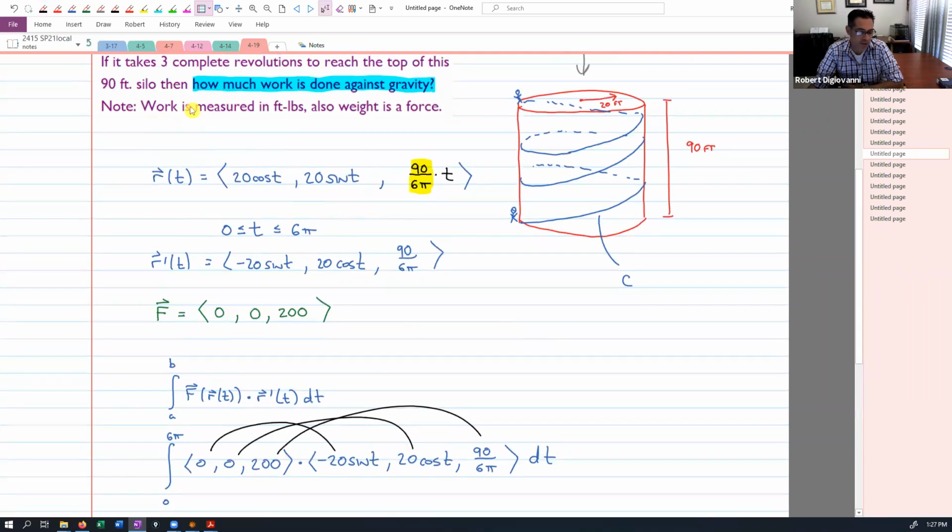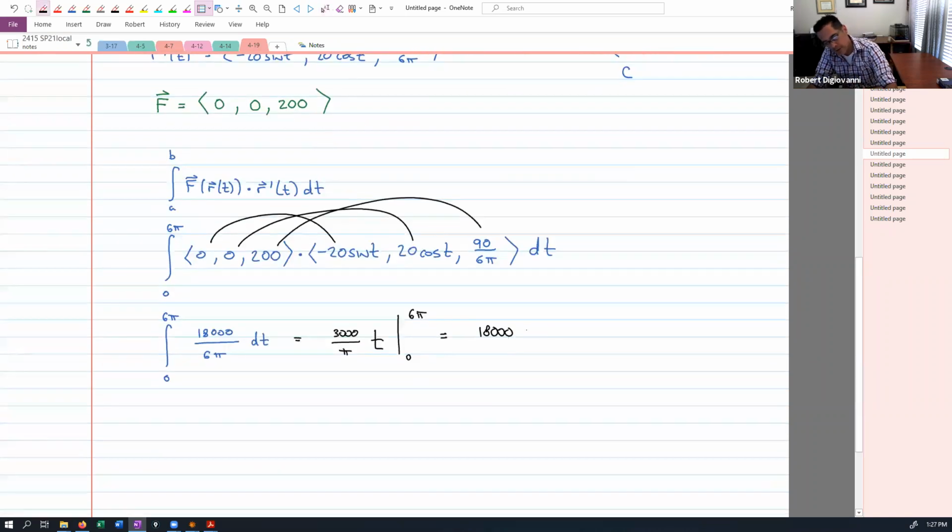So I put here as a note that because we're working with feet and pounds in the problem, work is measured in foot pounds. So this would be foot pounds.